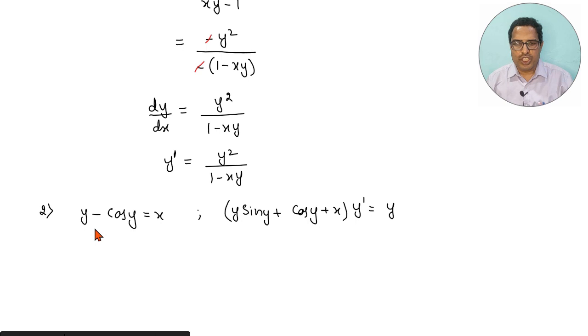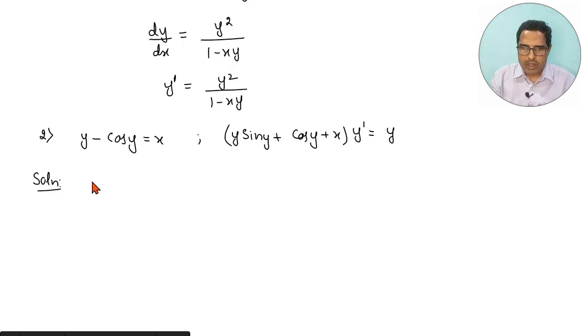The next question is y minus cos y equals x, and the differential equation is y sin y plus cos y plus x times y dash equals y. Given the function y minus cos y equals x, let us try to differentiate this with respect to x.